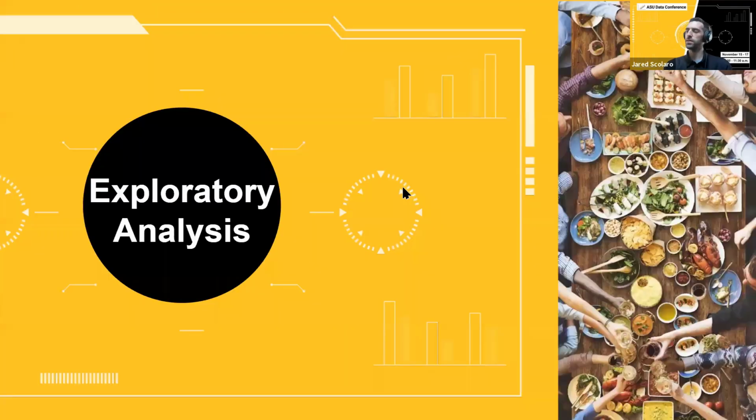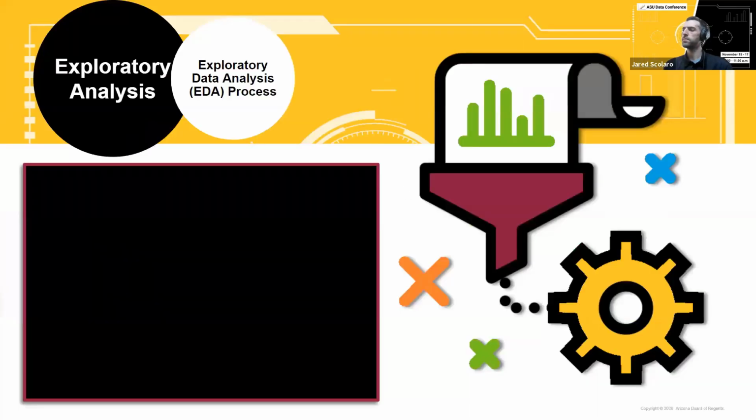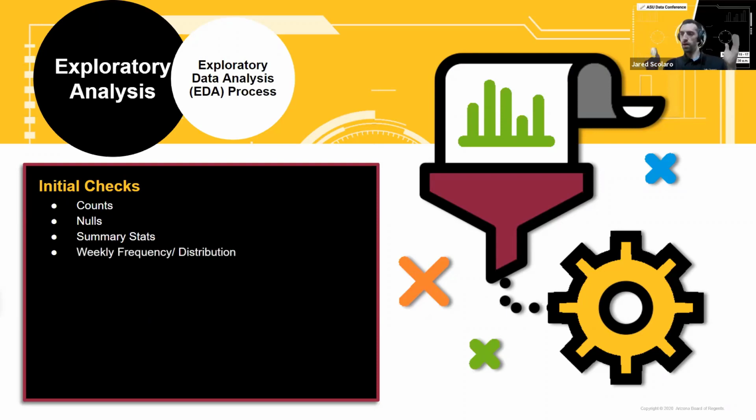Okay, so next, what is the exploratory analysis that we do? So starting out, we do our initial checks. This is what I mentioned about univariate analysis. How frequent is the variable, if it's categorical, or how many null values are there? What are summary stats like mean or median or variance? What's on a weekly level, because a lot of these can change over time? What's the frequency or distribution of this predictor?